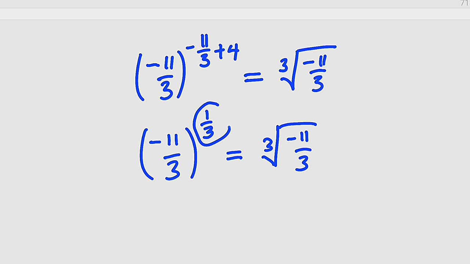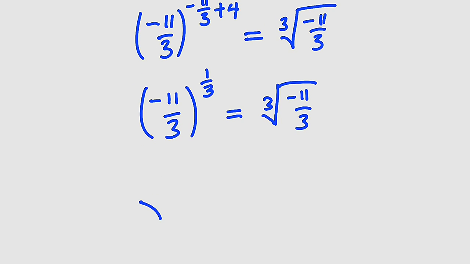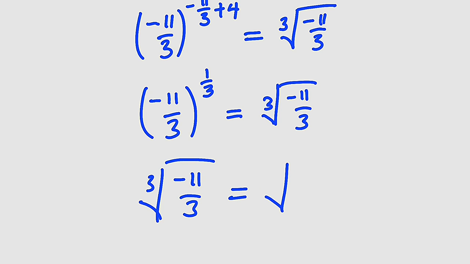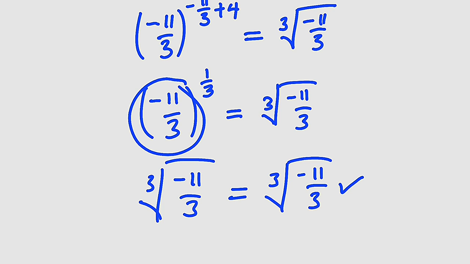This is equal to the cube root of negative 11 over 3. An exponent of 1 divided by 3 is the same thing as cube root of that base. Therefore, the left hand side is also the cube root of negative 11 over 3, which is the same thing as the cube root of negative 11 over 3. Though the left and the right hand side are exactly the same, according to some researchers, a negative base, which is this one, can never take a fractional exponent.